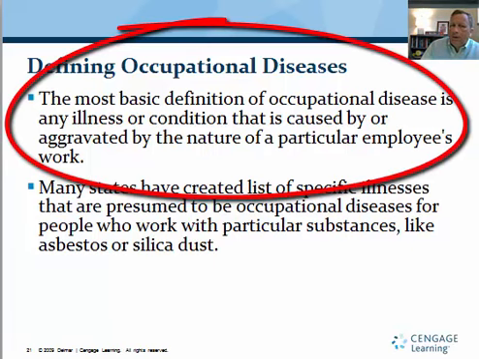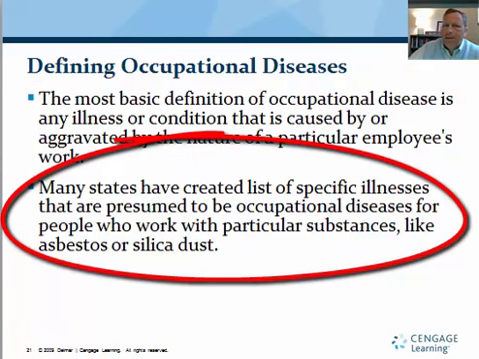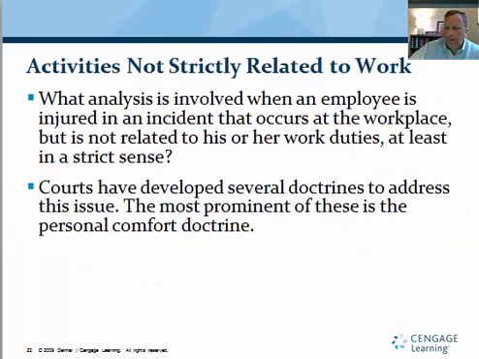The most basic definition of an occupational disease is an illness or a condition that is caused by or aggravated by the nature of a particular employee's work. Most times you're going to see under state law that these occupational diseases are specifically listed in state statutes and therefore covered by state workers' compensation laws.